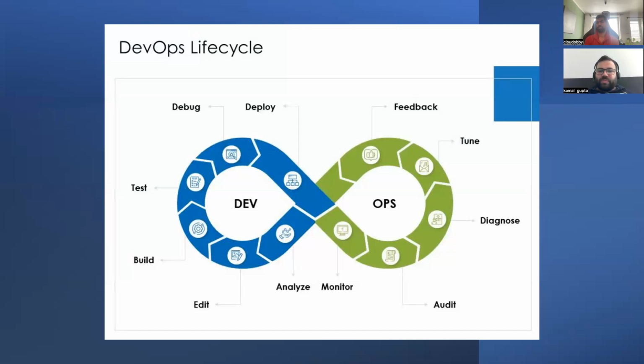So this is a phase where we use different tools like Ansible or Kubernetes. So these are some of the tools we can use to deploy changes to the environments.